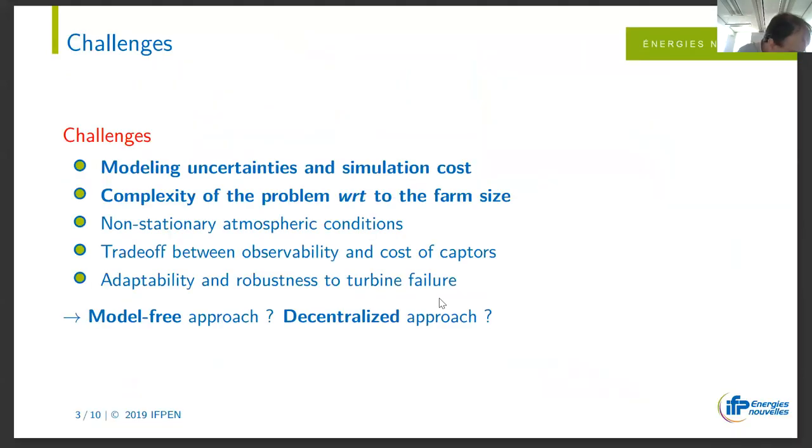But finding the set of optimal yaws for all turbines in a farm is a hard task for many reasons, so I will highlight two of them. First, modeling the behavior of a turbulent wind inflow around many turbines in a field is hard, which means that most models are either too inaccurate or too costly to be used for real-time optimization. And as you can imagine, the complexity of the problem grows exponentially with the number of turbines in the farm. So this motivates the use of a model-free and decentralized approach.